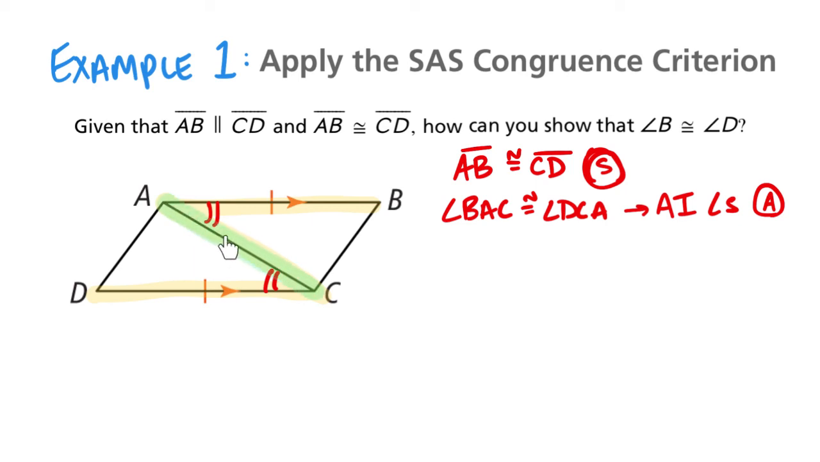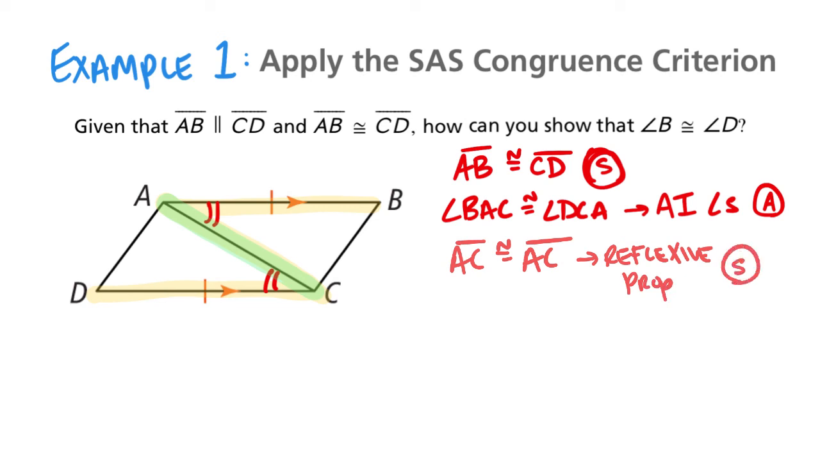because segment CA is the other segment that I need to make this angle along with this segment. Segment AB and segment CA would make this angle. And it's also the segment that would help to make this angle along with segment CD. Segment CD and segment CA make this angle. And since it's the same segment on both triangles, I can actually say that segment AC is congruent to segment AC. I can say that that's true because of the reflexive property.